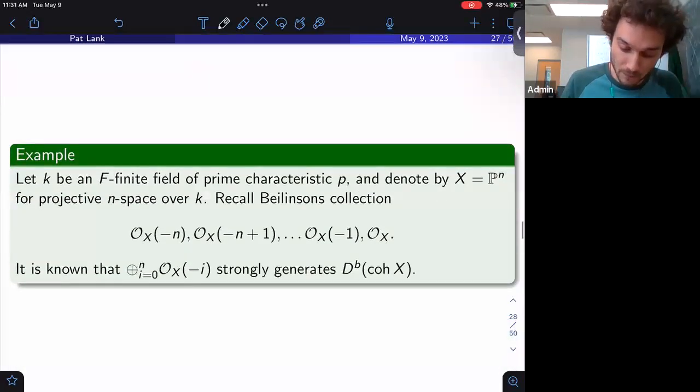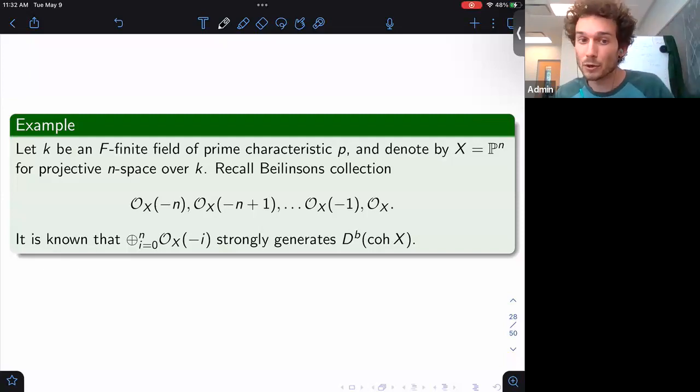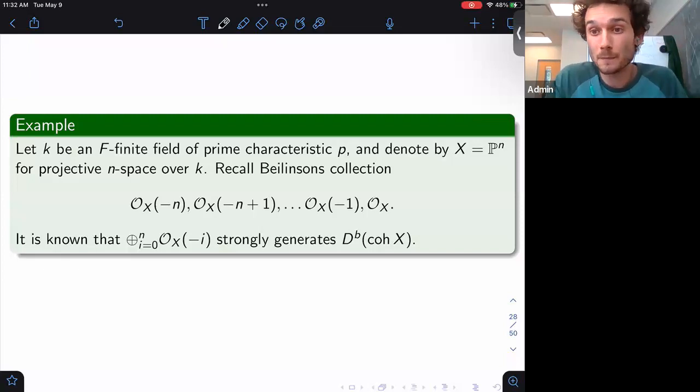So let's take an example. Let's look at an F-finite field again. Just think a perfect field of prime characteristic. Let's look at projective n-space. So let's recall Beilinson's collection. It's O_X(-n) through O_X(-1) and O_X. Their direct sum strongly generates D^b coh X. This is technically a full exceptional collection, but for our purposes, we'll just say I have this direct sum of twists of a line bundle, and this is a strong generator for D^b coh X, where X is a projective space over a perfect field of prime characteristic.